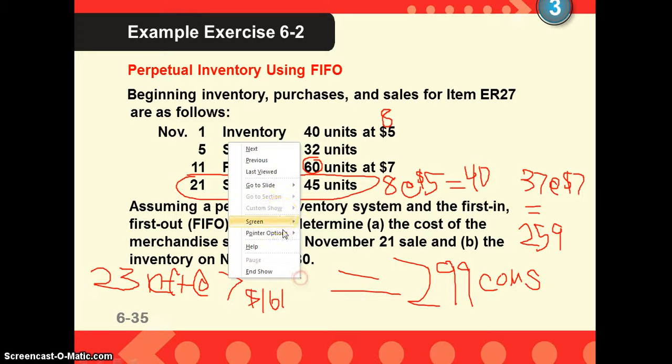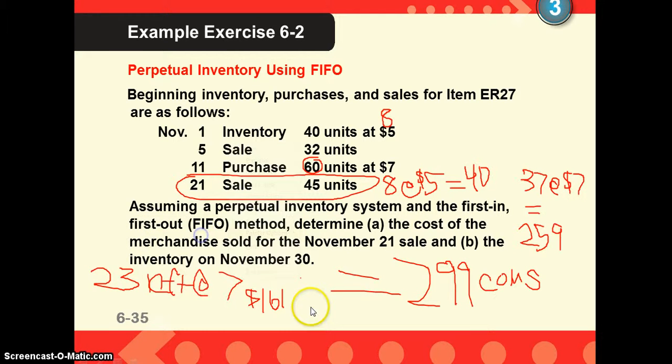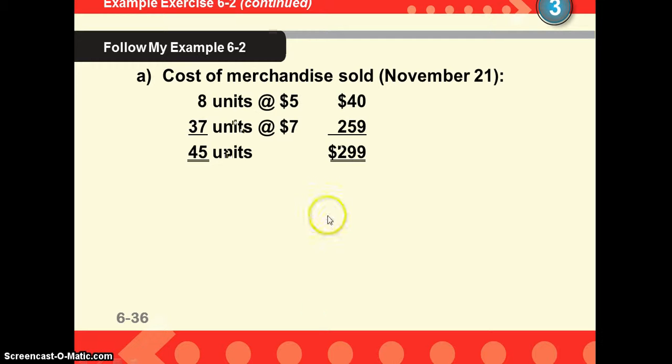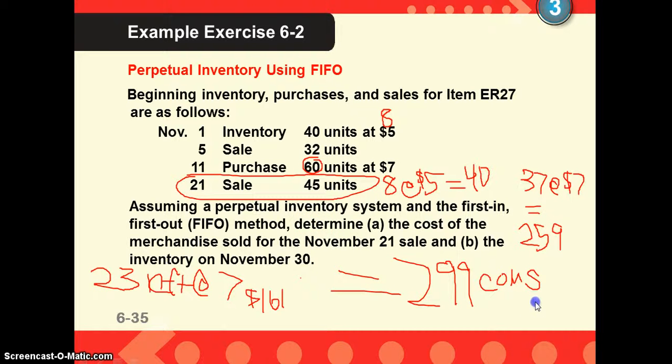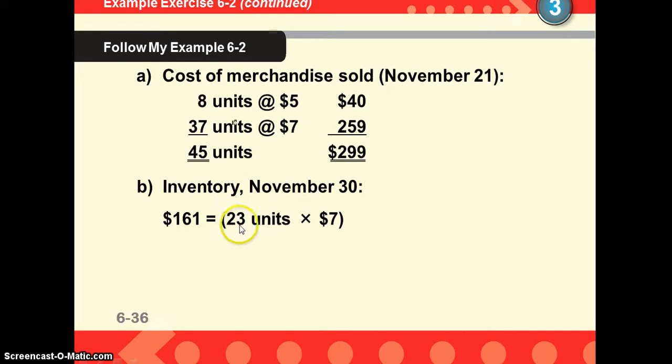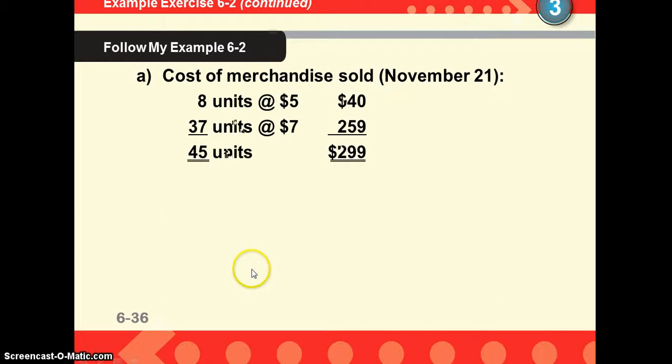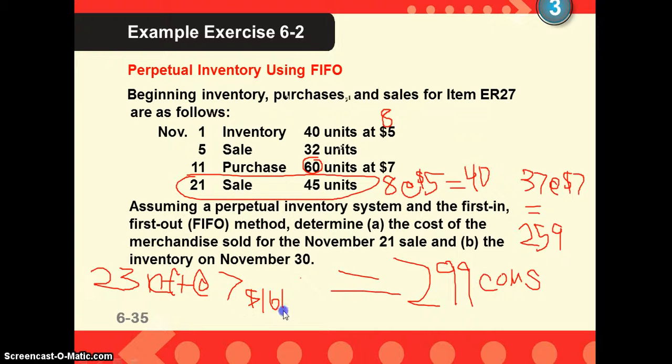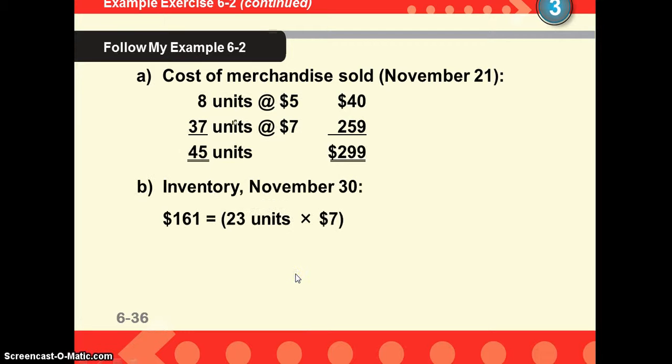Let's take a look at the next slide. There is our 45 units that were sold, 8 at $5, $40, 37 at 7. There was our 299 cost of merchandise sold, which we calculated. The second part, our inventory left over, we have 23 units left at $7, which was our $161 that we calculated.